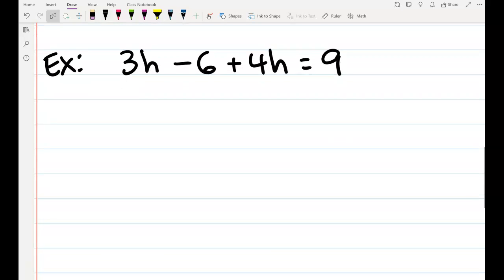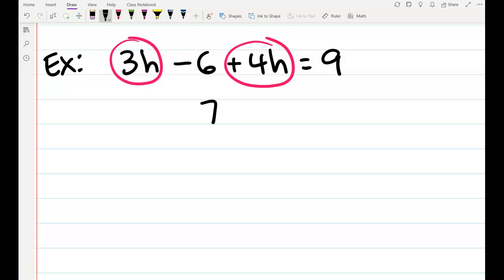In the second example, I have like terms, however, they're not side by side the way they were before. I have this negative 6 in the middle, and so this is not a problem because all we have to do is take a look at the two like terms, which are these two, pay attention to the operation between them, which is addition, and I know that 3h plus 4h is going to make 7h. So I have 7h take away 6 equals 9.